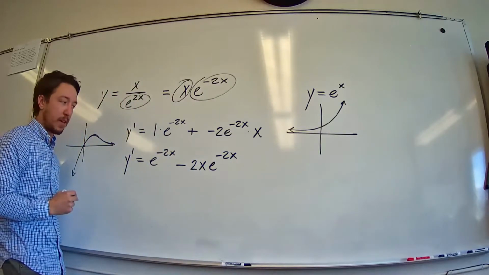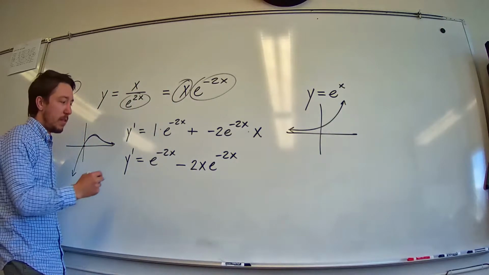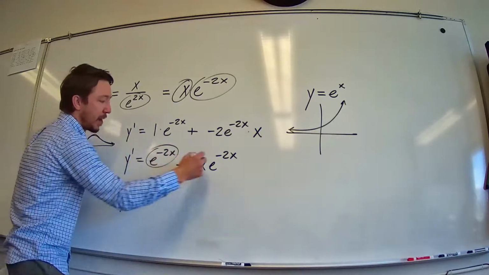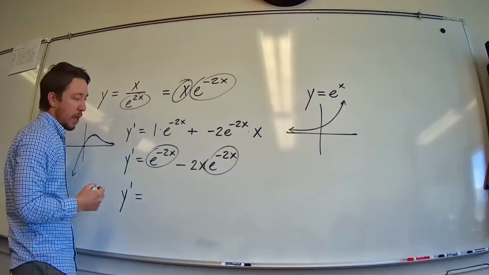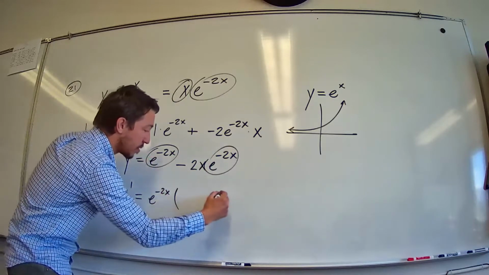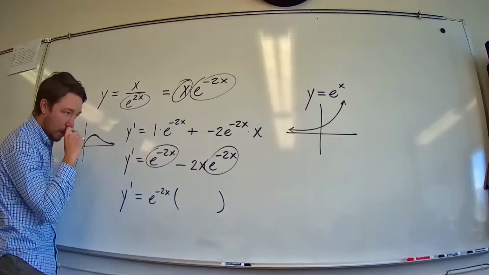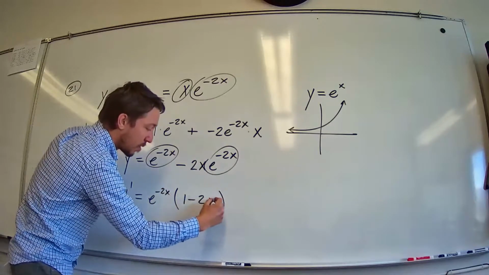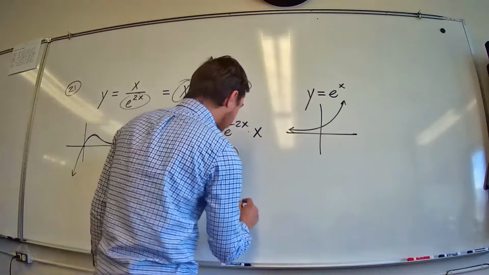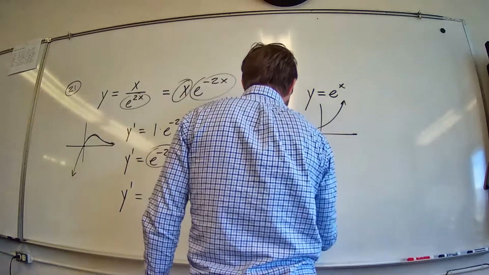Now this one, I don't know, you could write it like this. You see I could factor out this common factor, and I can do that one of two ways. I could write it like e to the negative 2x times, what's left over if I take that out? 1 minus 2x. And then I could move that on the bottom if I wanted. Not that that's that important.